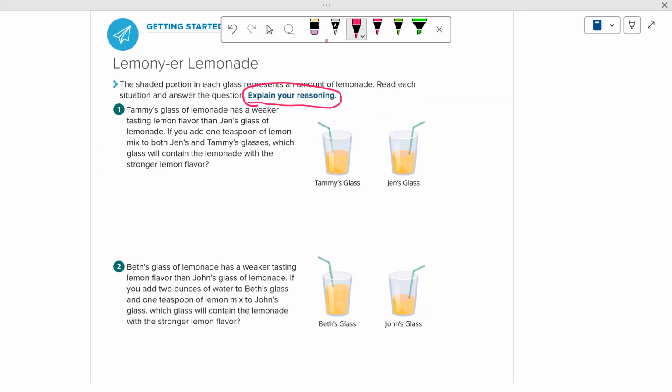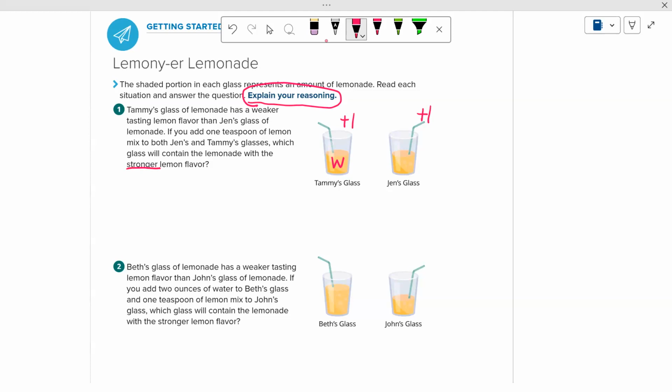So Tammy's glass of lemonade has a weaker tasting lemon flavor than Jen's glass of lemonade. I put a W for it's weak. If you add 1 teaspoon of lemon mix to both Jen and Tammy's glasses, which glass will contain the lemonade with the stronger lemon flavor? So we're looking for a stronger lemon flavor at the end. So we added 1 plus 1 teaspoon to her glass, and we added plus 1 teaspoon to her glass. So which one is going to have the stronger lemon flavor?